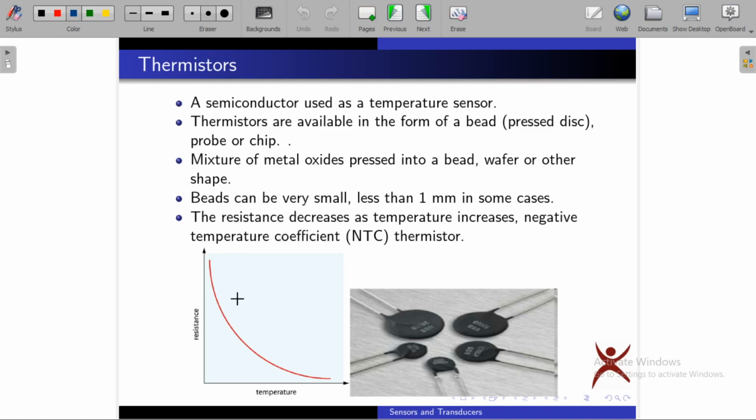It is having negative temperature coefficient of resistance. Thermistors will be having negative temperature coefficient of resistance, which means with increasing temperature, resistance will be decreasing. So coming to the relationship between resistance and temperature, it is inversely proportional to the temperature.